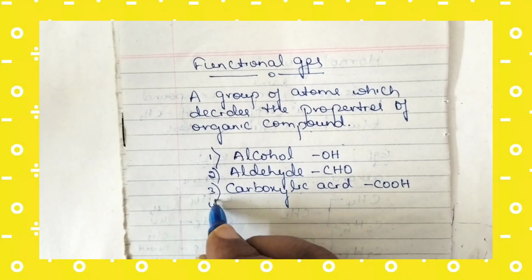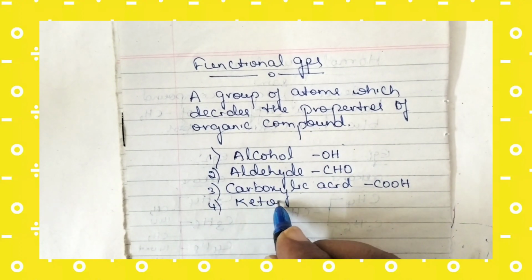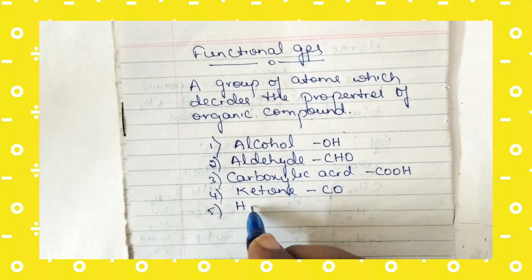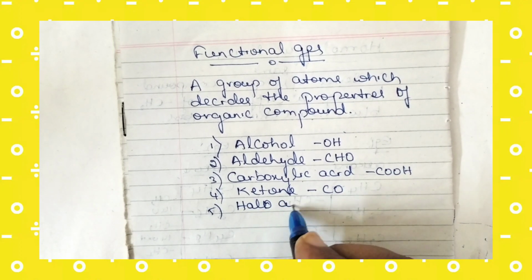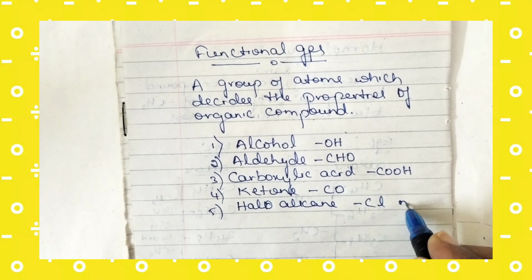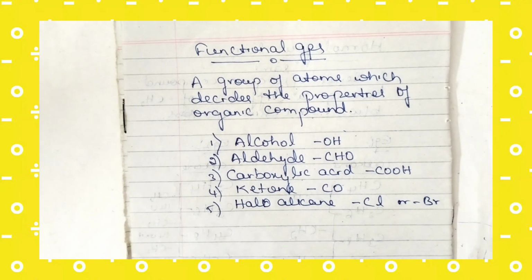Then the fourth one is ketone, that is CO. Then the fifth one is haloalkane, that is Cl or Br. So these are the 5 functional groups: alcohol, OH, aldehyde, CHO, carboxylic acid COOH, ketone CO, haloalkane Cl, Br. So these are the 5 functional groups.